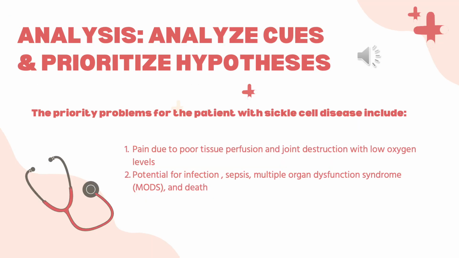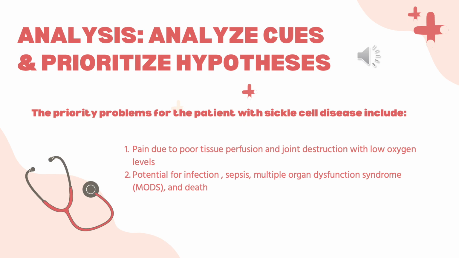All right, so once we've gathered and assessed the relevant data, now we need to analyze the cues and prioritize our hypotheses to be able to determine the most critical problems that the patient with sickle cell disease is facing. So in this population, there are two key priority problems. The first is pain, and pain is a direct result of poor tissue perfusion and joint destruction that's caused by that lack of oxygen delivery to the tissues. So this is one of the most frequent and debilitating symptoms that's experienced by patients during a sickle cell crisis.